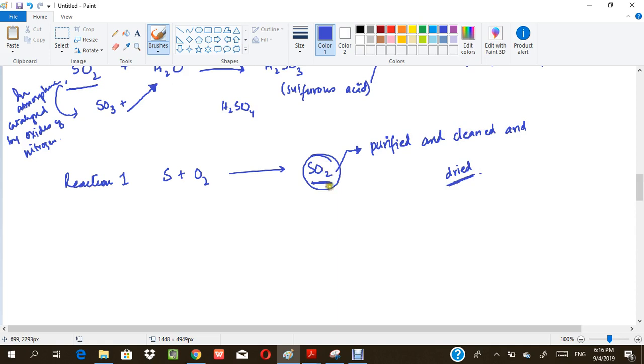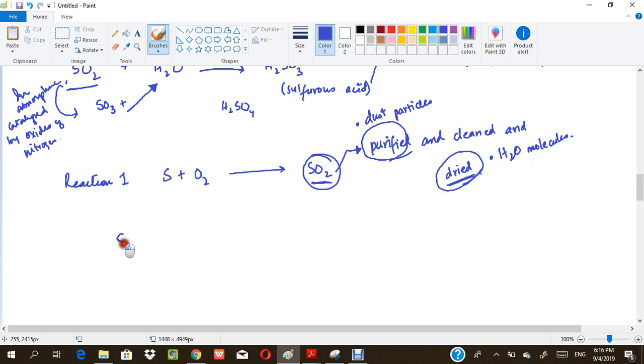So what are the major impurities that will be present in sulfur dioxide? The answer is dust particles. And since we also have to dry it, it means that another important impurity is water molecules. So how is this done?